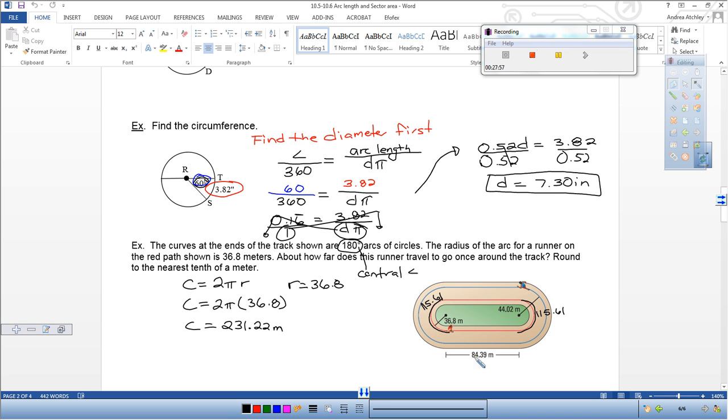This part is 84.39. This part is 84.39. So we're just going to add it all up. So this plus this plus this plus this. So I just do 231.22 plus 2 times the 84.39.